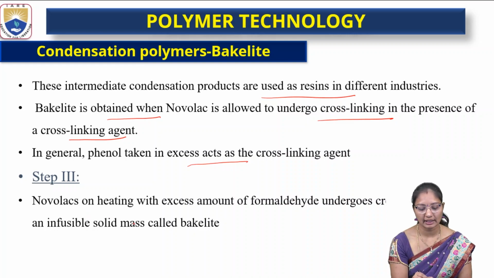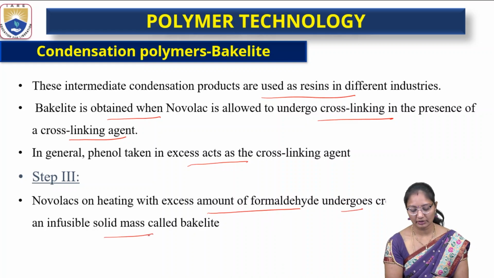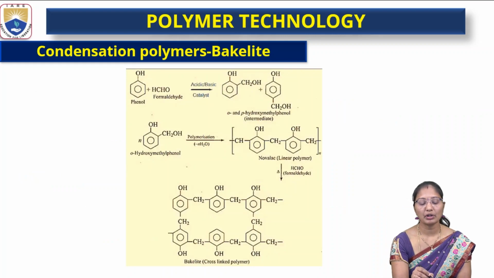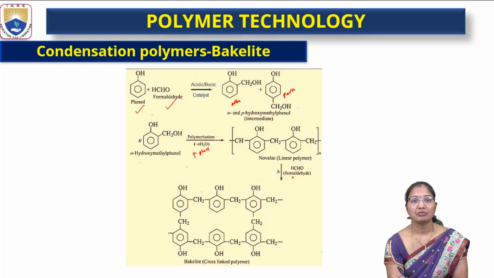So the Novolac on heating with excess amount of formaldehyde undergoes cross-links and forms an infusible solid mass called bakelite. So the overall reaction will be, we know this is phenol plus formaldehyde in the presence of acid or base catalyst, which forms ortho and para hydroxy methyl phenols, which on further polymerization form a chain reaction in the excess of phenol. So it forms the Novolac, a linear polymer, which on heating again in the presence of formaldehyde causes cross links between the two linear polymers.